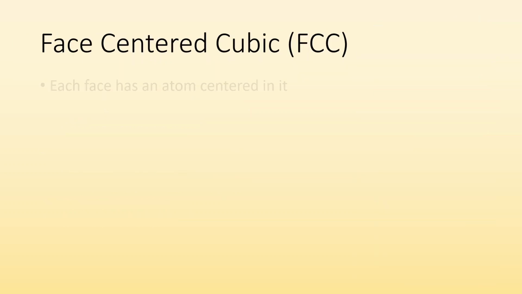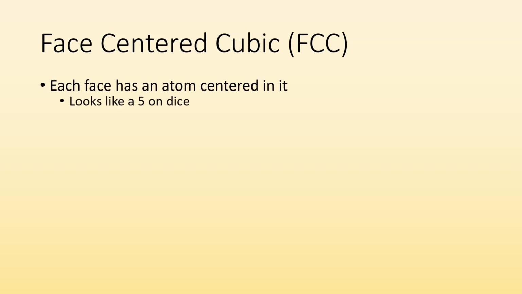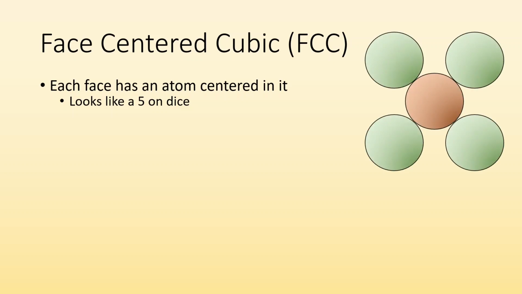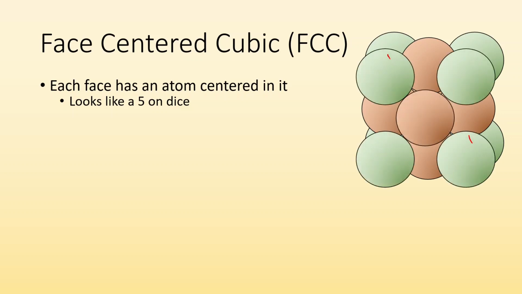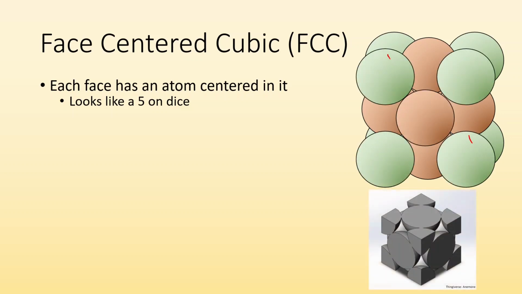Which brings us to face-centered cubic. Each face has an atom centered on it, so it looks like a 5 on the dice. So this is just one face, right? We have an atom in the middle, and then we have 4 on the corners. It kind of looks like a 5 on a dice. So then each face, well, there's 4 other faces, so they each have one centered on them, and then there's also another one right there. So this is what it looks like in 3 dimensions.